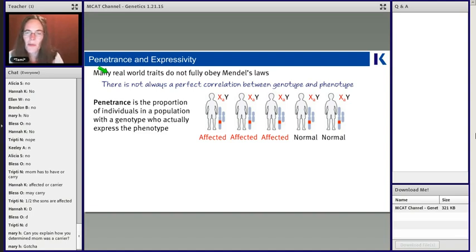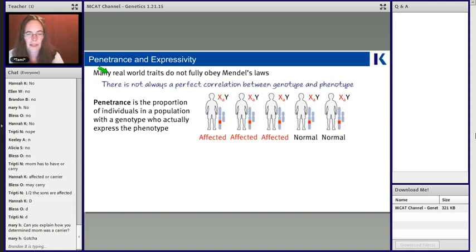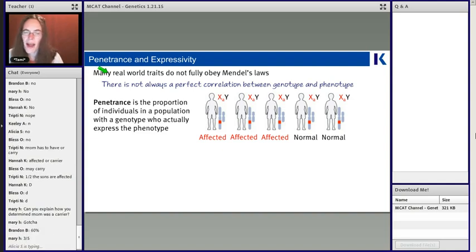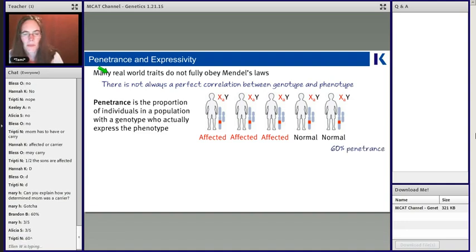So what is their penetrance if 3 out of 5 males who have the genotype are affected? What is my penetrance? Yep, I'm making you do math. 3 out of 5 is 60%. This is 60% penetrance. Now, that's penetrance. If you've got it, you may or may not express it.